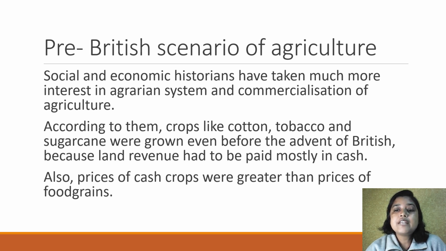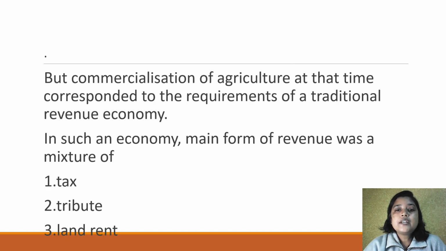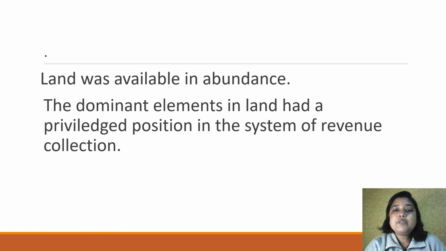So they say that even before the advent of the British in India, these crops, which we know as the cash crops, were grown in India as well, like cotton, tobacco, and sugarcane. But commercialization of agriculture at that time corresponded to the requirements of a traditional revenue economy, in which the main form of revenue was a mixture of tax, tribute, and land rent. Land was available in abundance, and the dominant elements in land had a privileged position in the system of revenue collection. This was the pre-British scenario.